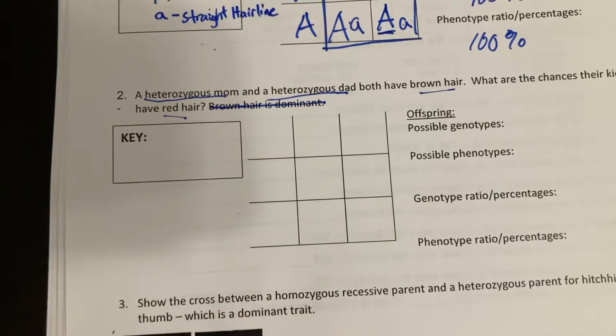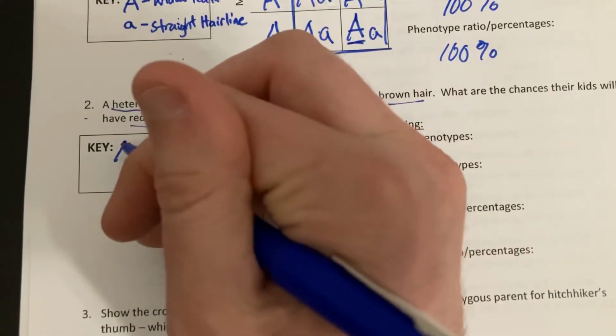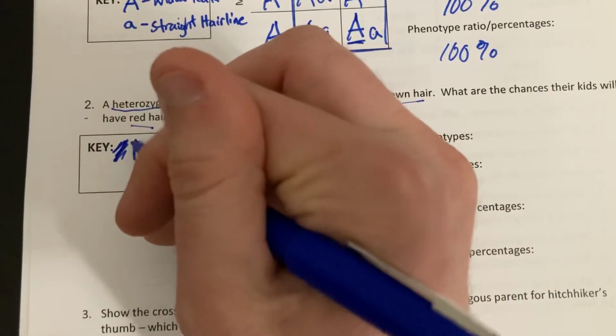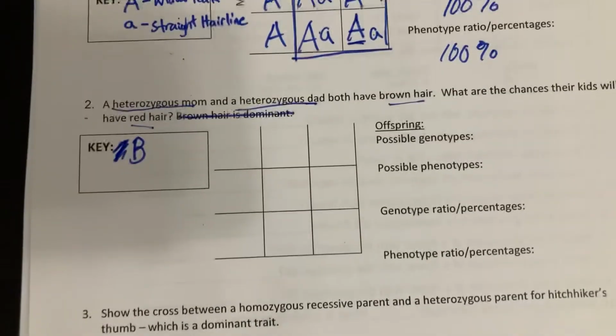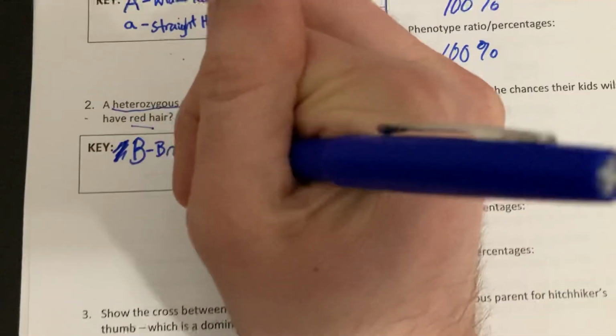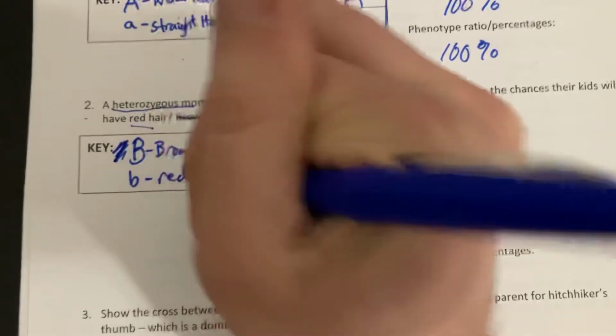So first thing I want to do, make a key, right? Big A, little a. And you know what? I usually do A's, but let's do B, right? Uppercase B is going to be for brown hair. Lowercase b is going to be for red hair.